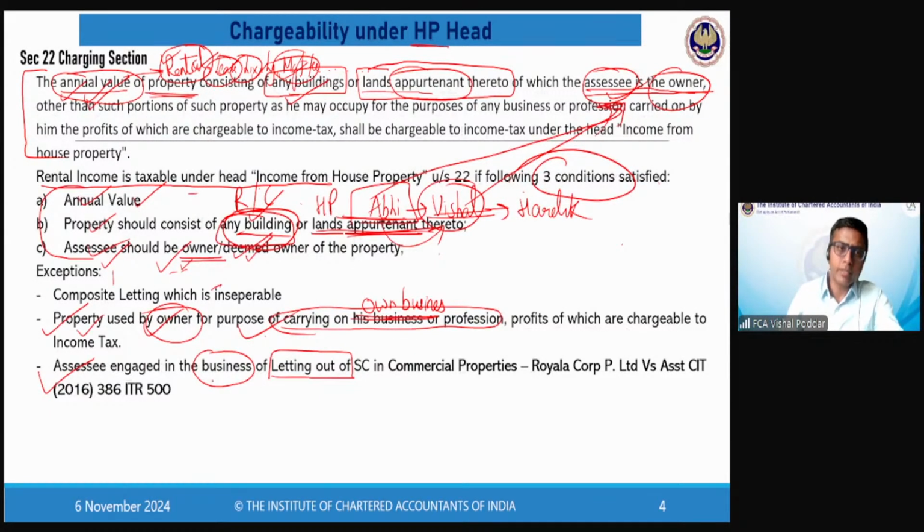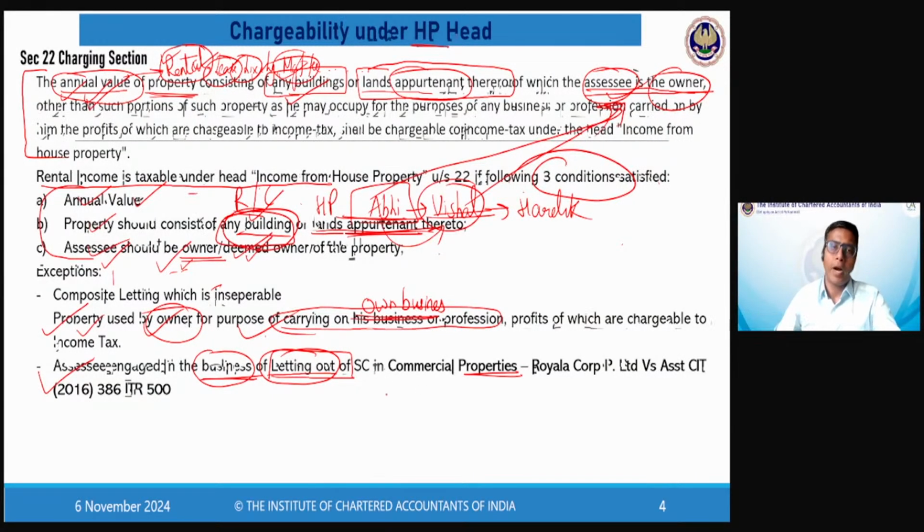Now the second thing is you have properties which are let out, means which are given on rent, and giving property on rent is your business. So what is your business? Your business is giving the properties on rent. Giving on rent is your business. So you have started a business where there are multiple properties with you, and these properties you are giving on rent. This is your business. I hope you understood the difference between this and this.